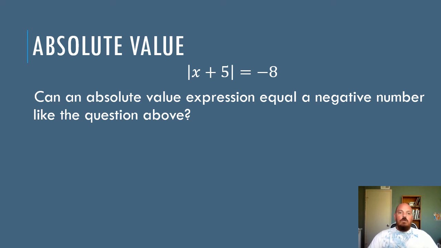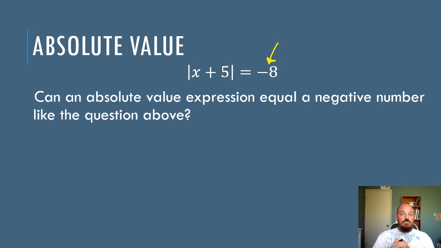So, quick question for you guys to think about. Can an absolute value equation, or absolute value expression, equal a negative number right here? So what I did is I recopied the same example we did from the notes earlier, and I just changed that 8 to a negative 8. So earlier we did |x + 5| = 8. So now I'm saying, can that be a negative 8? And you guys can pause the video for a second and think about it. See if you can come up with that answer. But I'll go ahead and go over it with you now.